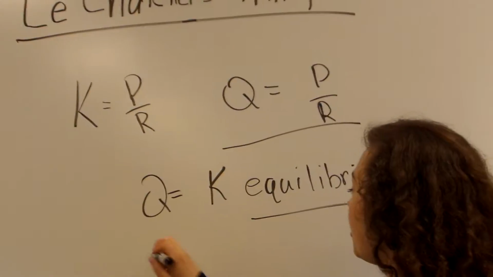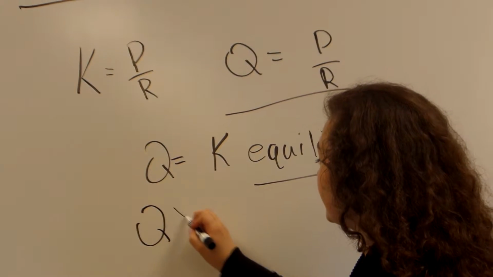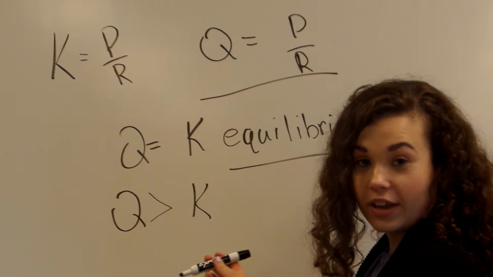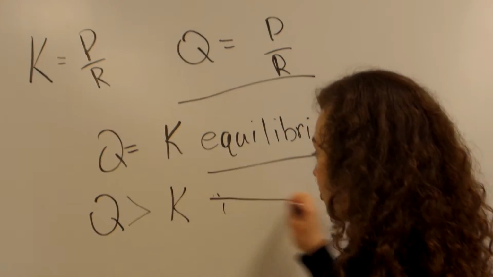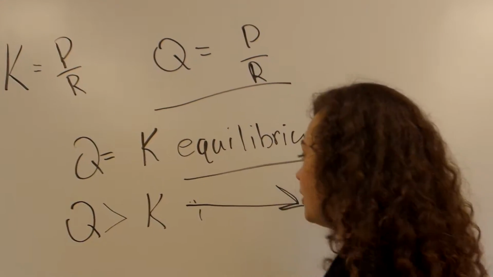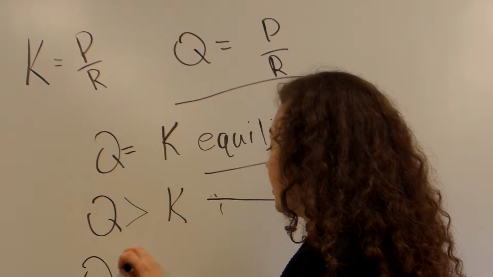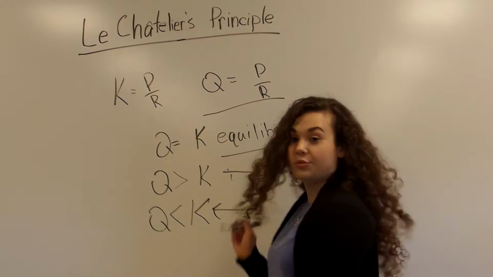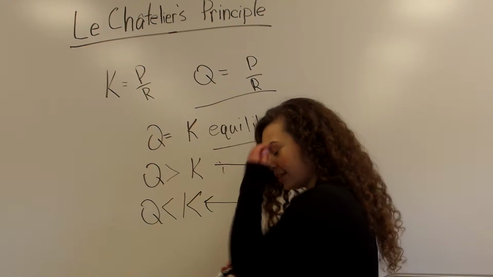When Q is greater than K, that means the reaction is product favored, shifting toward the products, that way. If Q is less than K, it's reactant favored. It's going that way.